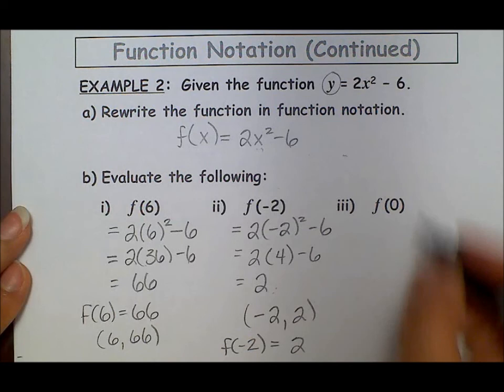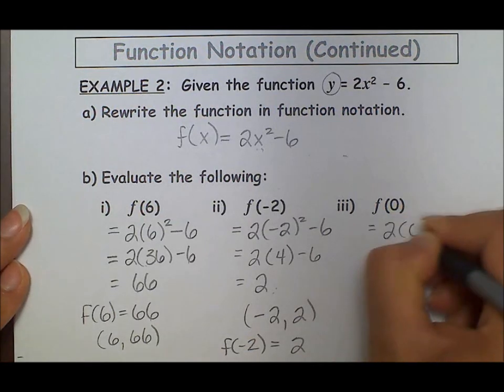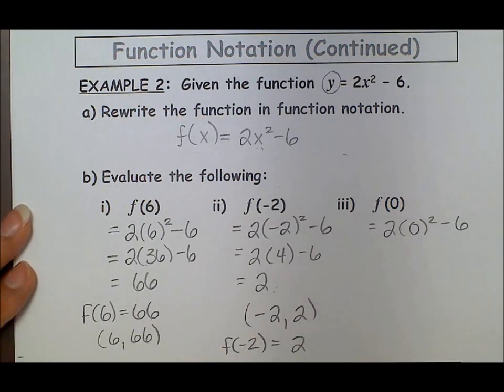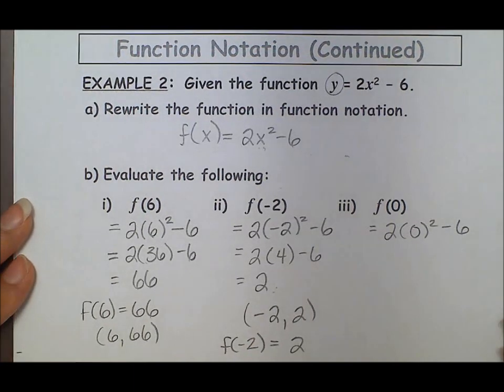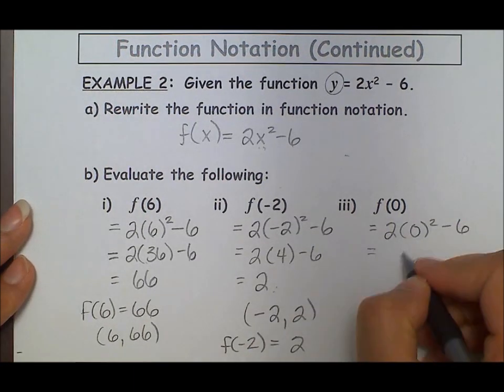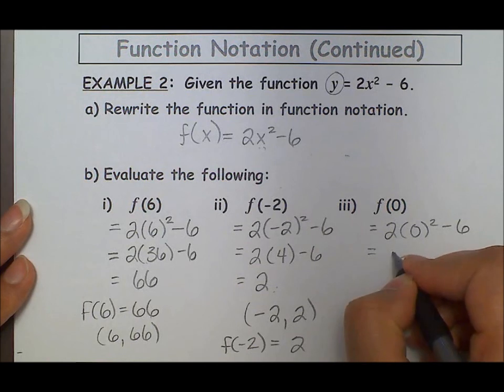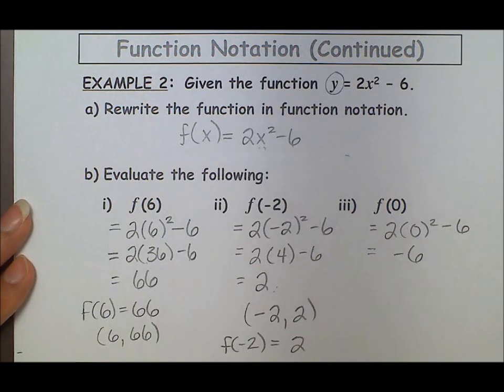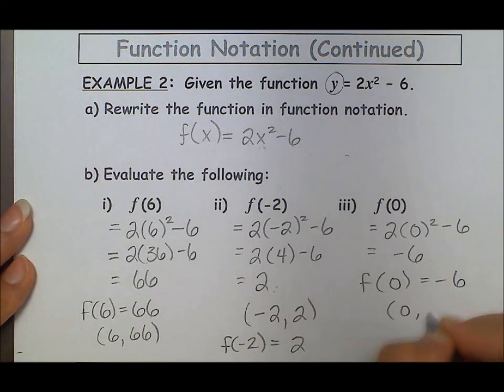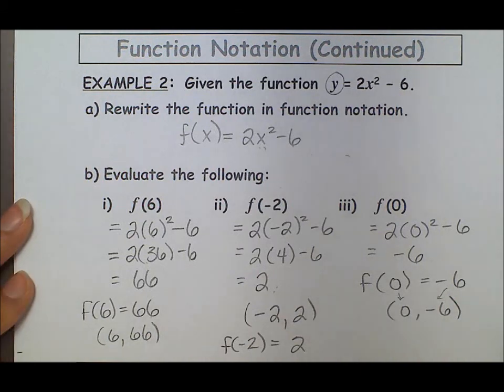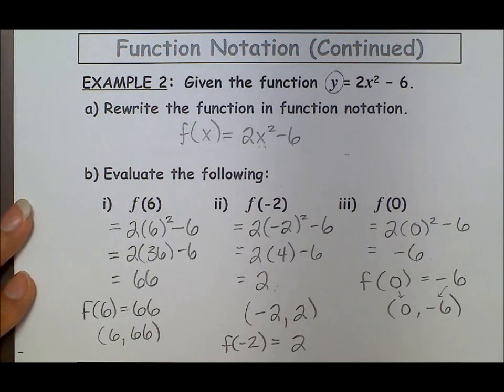Okay, f of 0, last one. Same idea. Hopefully you get the idea by this last example. So 0 squared is 0, times 2 is 0, minus 6, so that's equal to negative 6. So this is f of 0 equals negative 6. That tells me there's a point at 0 and negative 6. So all function notation tells you is what the x-coordinate is and what the y-coordinate is in one single step. You don't have to backtrack to figure out what value of x you plugged in. You can figure it out just by the final statements.